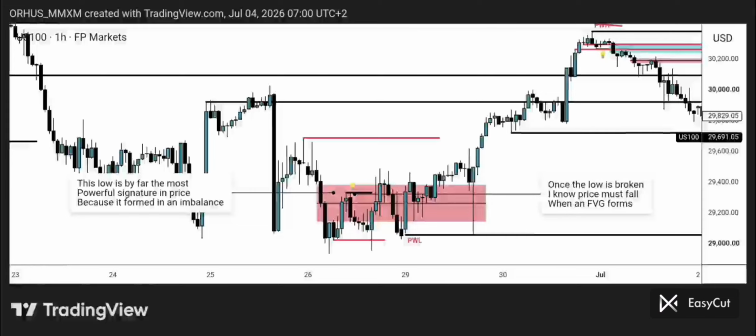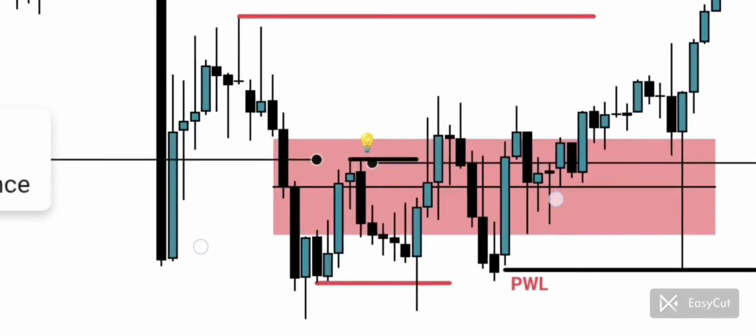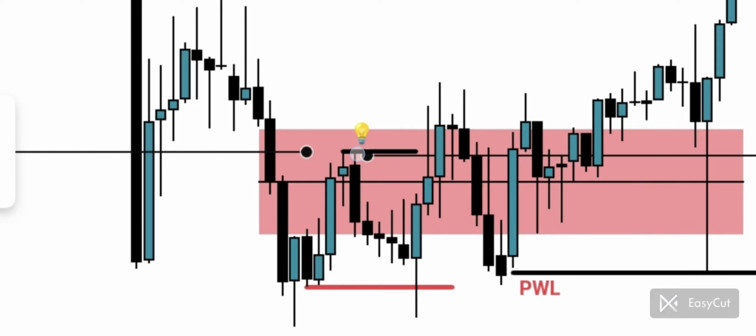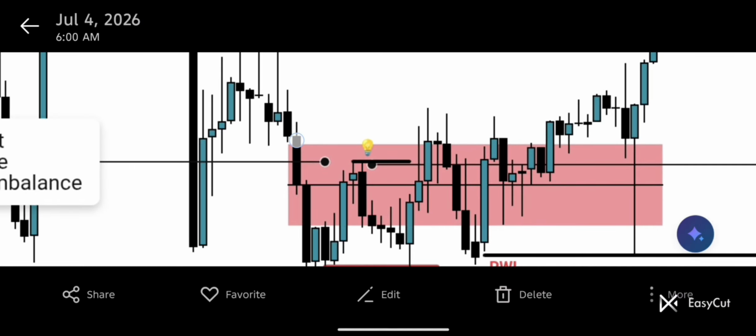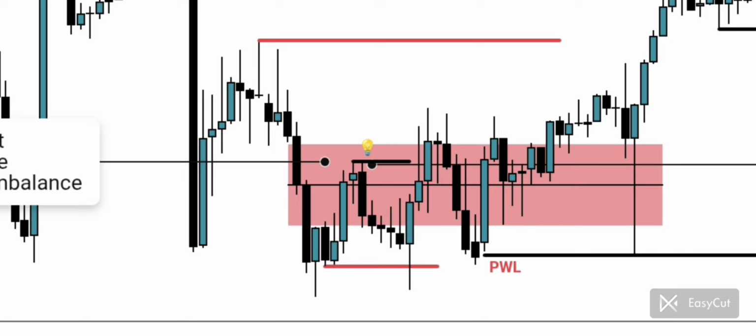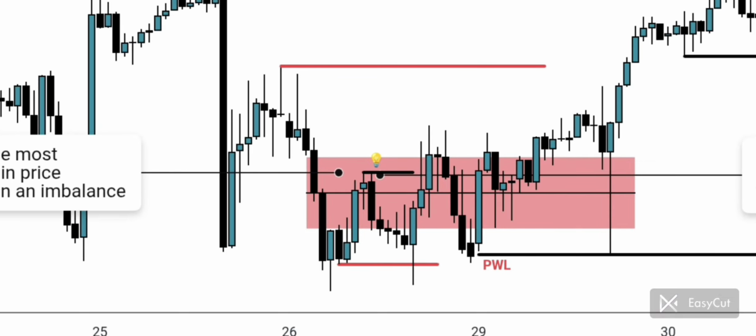And again, I've come back to the buy model, but I want to lay an emphasis on the most important signature when it comes to reading price. This high is by far the most powerful signature in price. Sorry for the blunder. As you can see, this is a high formed in an imbalance. This red range is an imbalance. So this high is the most important high.